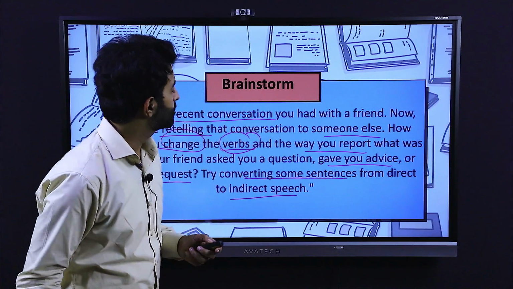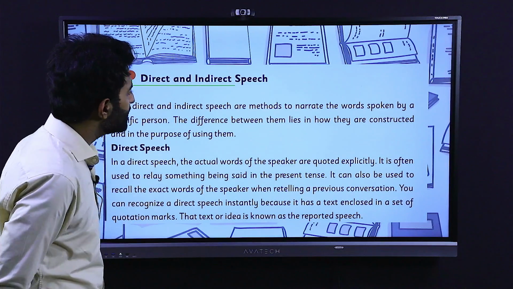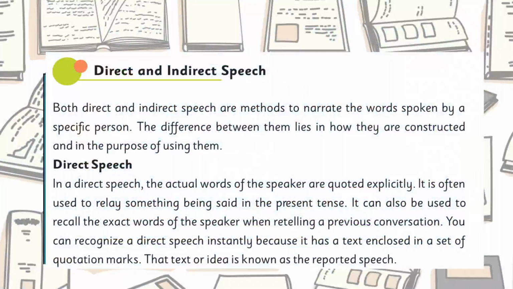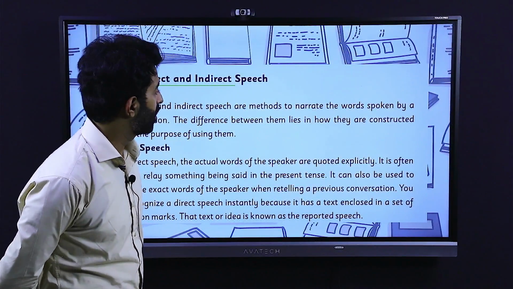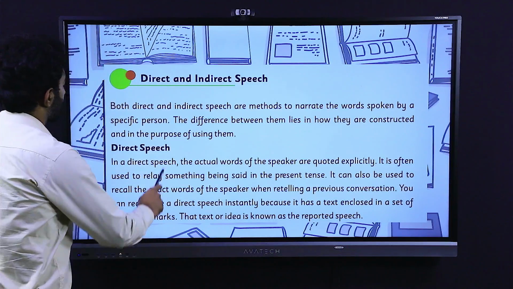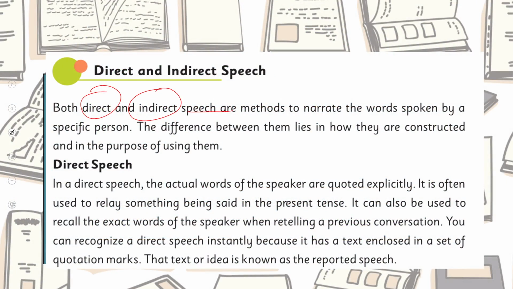All right, students. Now, let's read the lesson about direct and indirect speech. They are opposites, they are contradictory. Both your direct and indirect speech are methods to narrate the words spoken by a specific person. So this is all about narration as we read in the learning outcome. The only difference between them lies in how they are constructed and in the purpose of using them. So their construction, the structure will be a little changed, and what is the purpose of using them we will learn today.